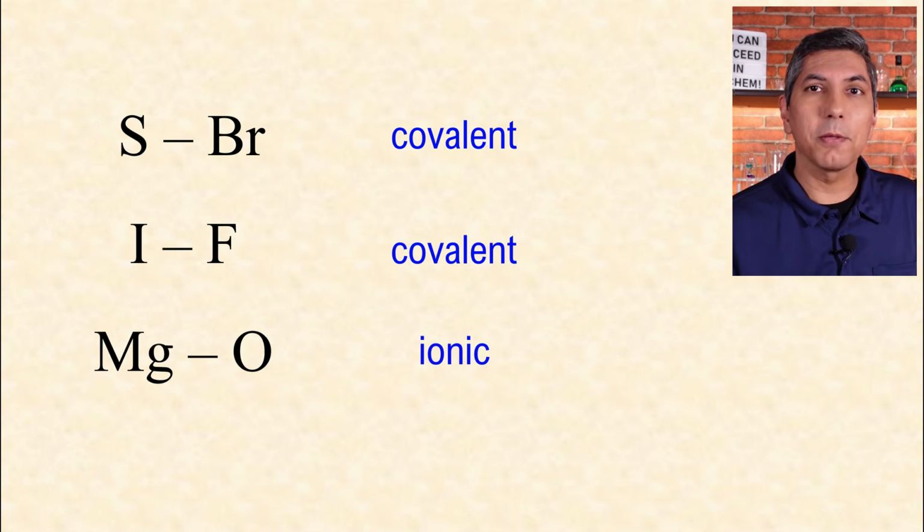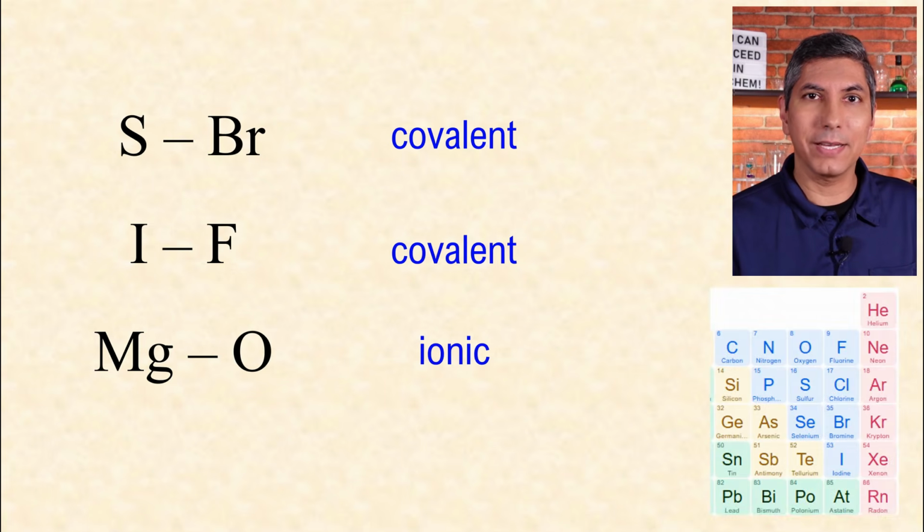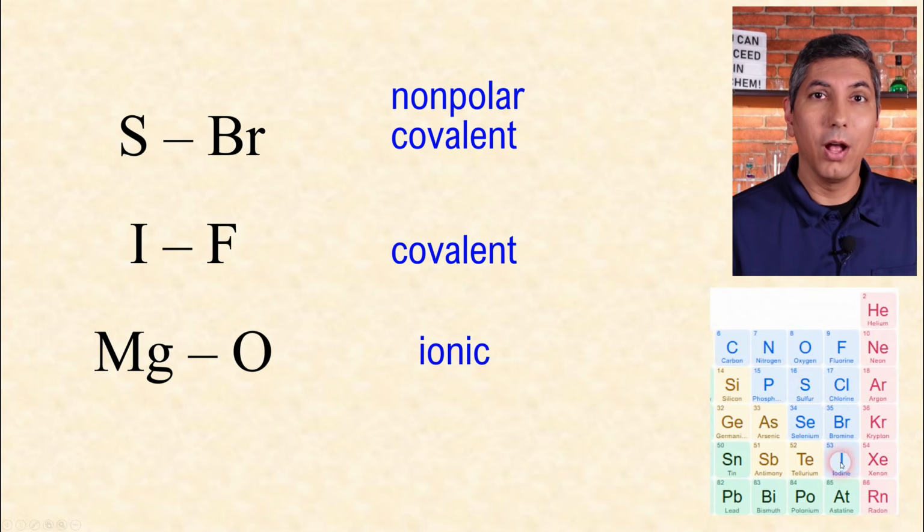We can estimate the polarity of the covalent bonds with the periodic table. S and Br are right next to each other, so that indicates a nonpolar bond. On the other hand, iodine and fluorine are relatively far apart, which indicates a polar bond.